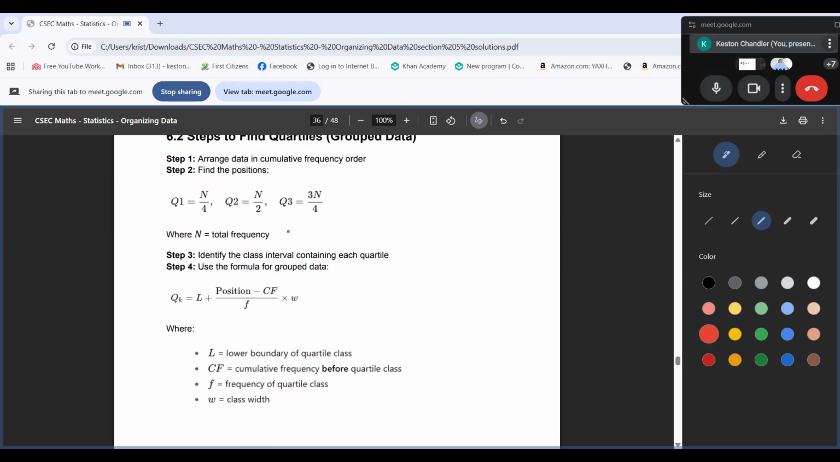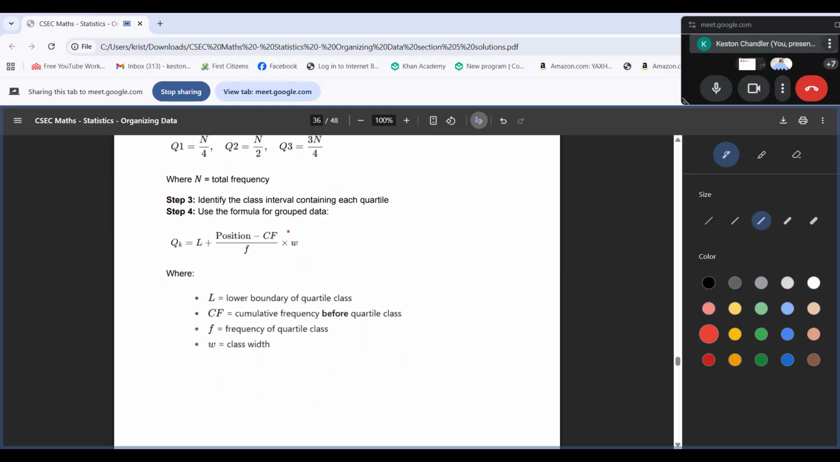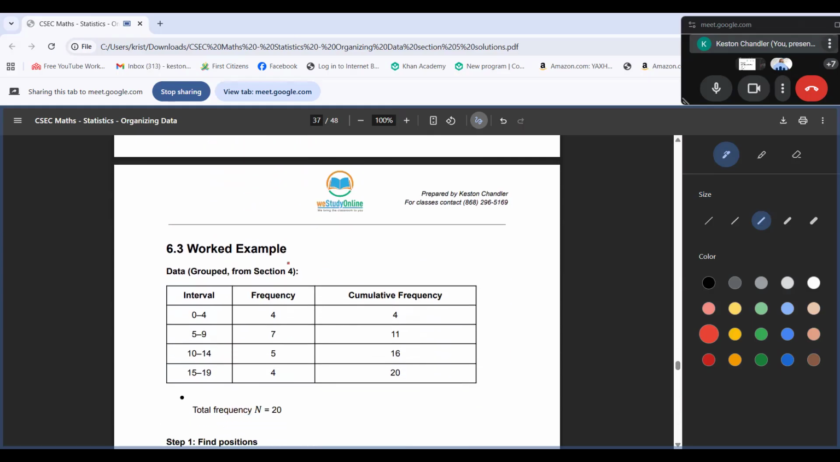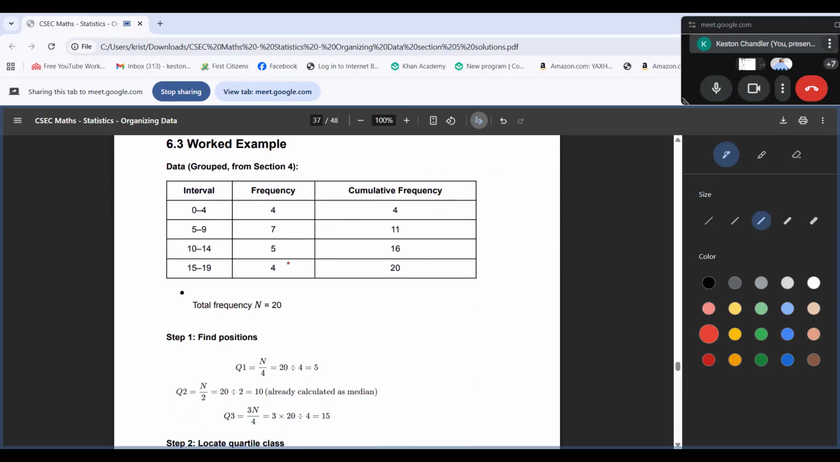Now, remember we're using intervals. So you have to identify the class containing each quartile, right? After you identify the class containing each quartile, we can use this particular formula in order to work out what that particular value is. Now, let's look at an example so you'll better understand what we just spoke about here.